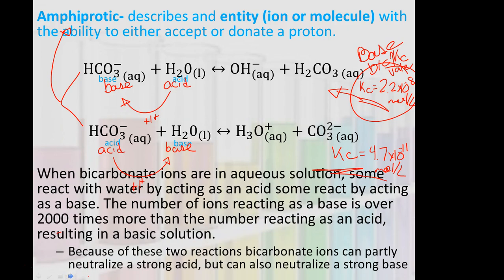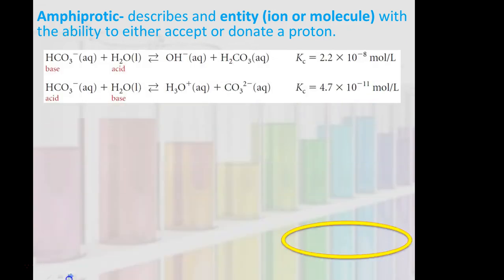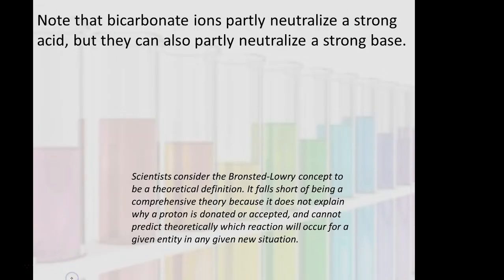Okay, so when bicarbonate ions are in an aqueous solution, what's a bicarbonate? There's no bi there. Bi what? So two. Ions are in, some react with water by acting as an acid, others react with water by acting as a base, but the number of ions reacting as a base is over 2,000 times more than the ones that are reacting as an acid, so therefore we have a basic solution, and that's just what those Kc values are telling me. And that's just reiterating what I said.